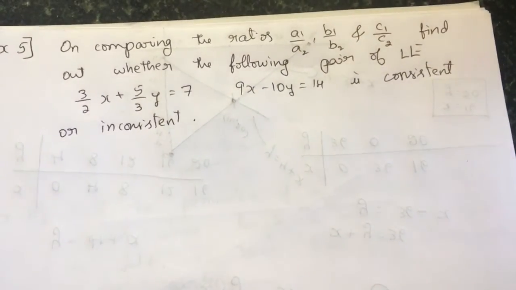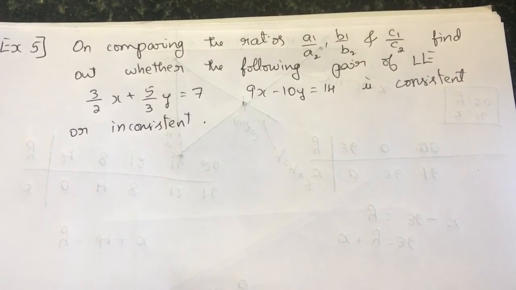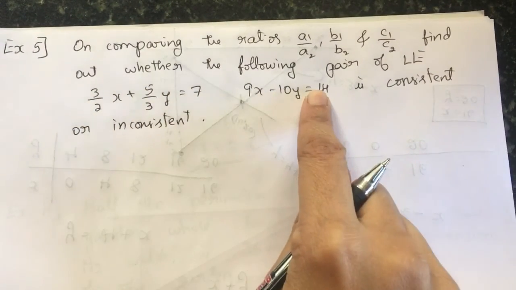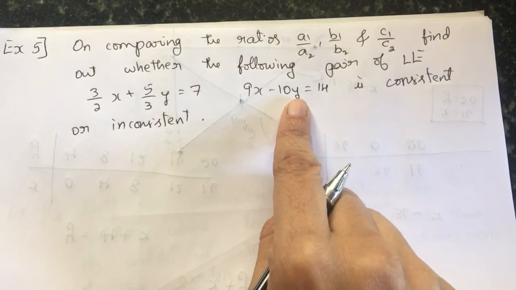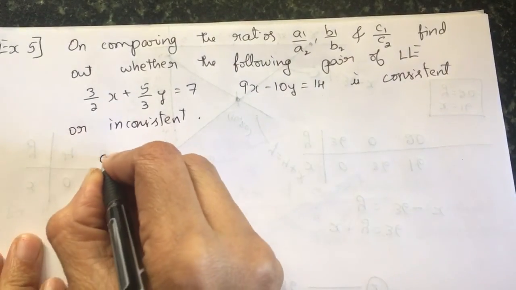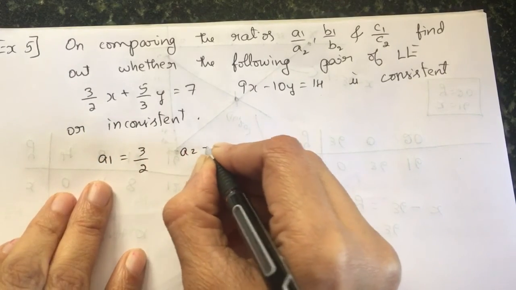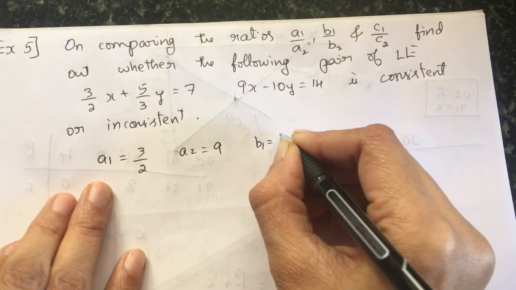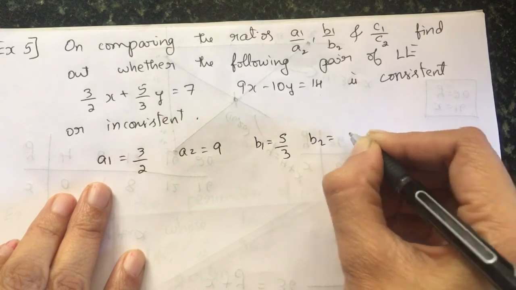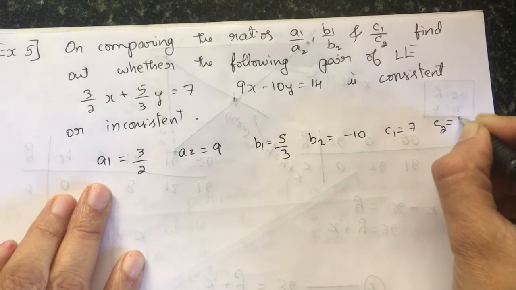Next problem. On comparing the ratios A1 by A2, B1 by B2 and C1 by C2, check whether this pair of equations is consistent or inconsistent. So you take the values. A1 is 3 by 2, A2 is 9, B1 is 5 by 3 and B2 is minus 10, C1 is 7 and C2 is 14.